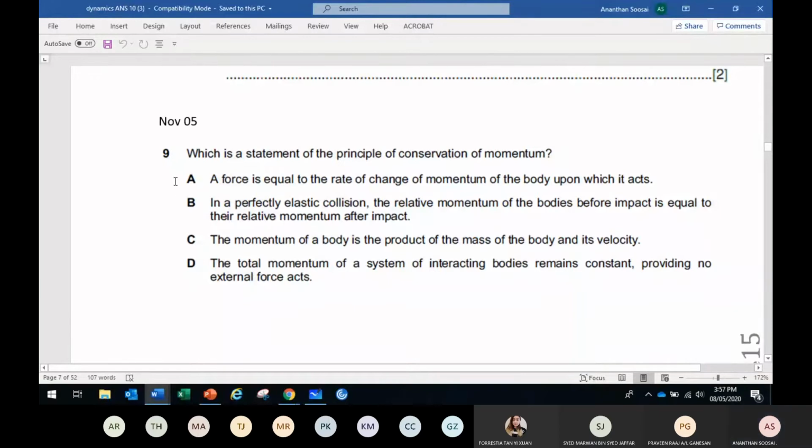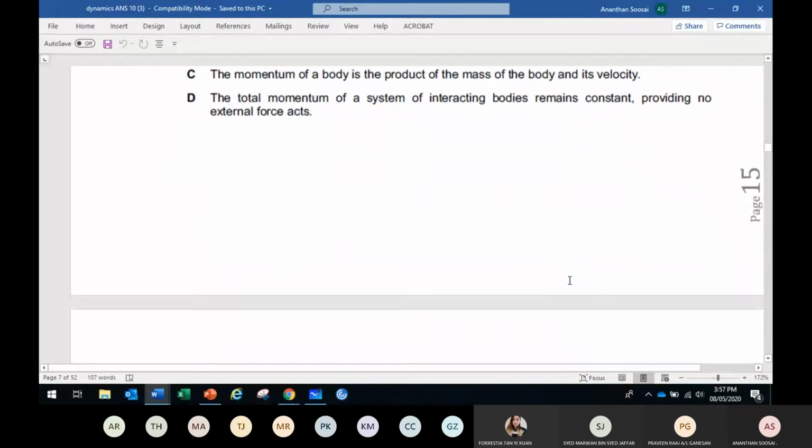A is Newton's second law. B is not related actually. C, the momentum of the body is the product of mass and velocity. Of course it's a fact, it's correct, but it never explains the principle of conservation of momentum. So D is the answer. Good.